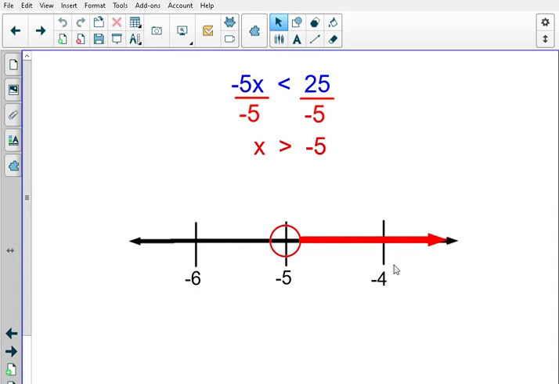Now if we want to make sure we shaded it in the correct direction, take one of the numbers from the shaded side, which in this case would be negative 4, plug it in for x. Negative 4 is greater than negative 5. Is that a true statement? Absolutely.